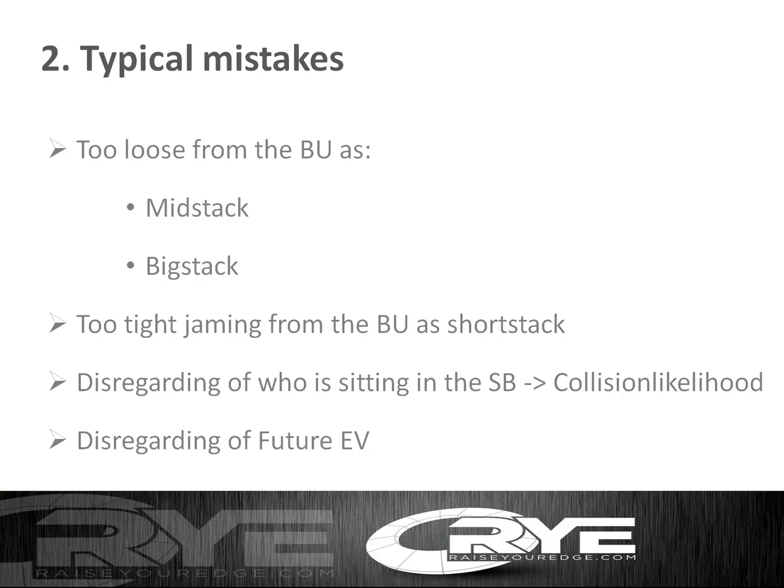This also happens because they misjudge the collusion likelihood, so they don't look at the small blind and ask what player type is in the small blind. Is he aggressive? Is he tight? Is he a fish? Will he jam a lot first in or not? And depending on this player, we should decide how loose we can push on the button.